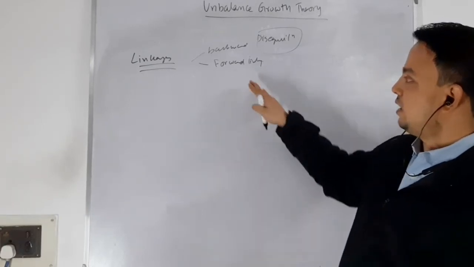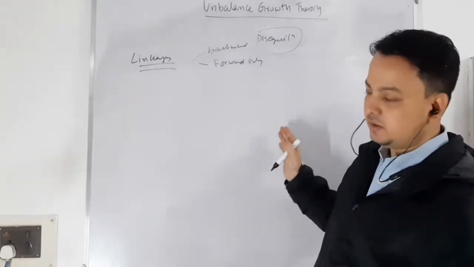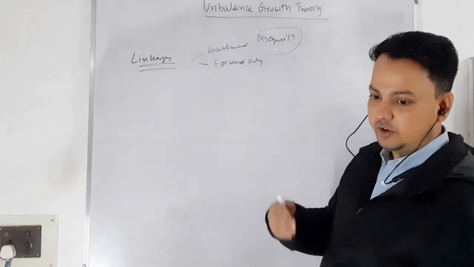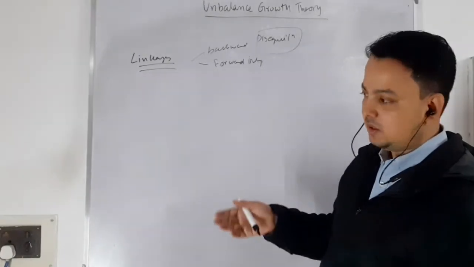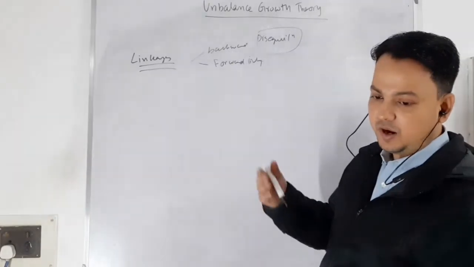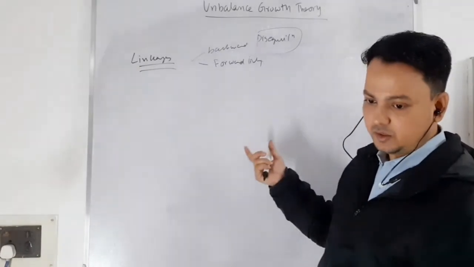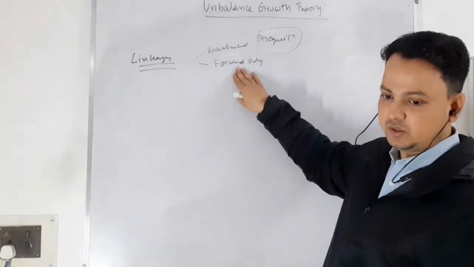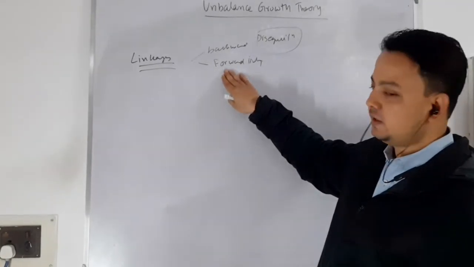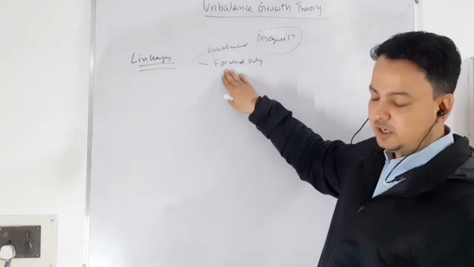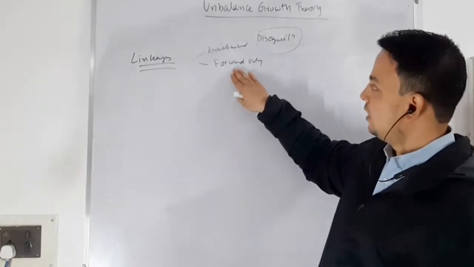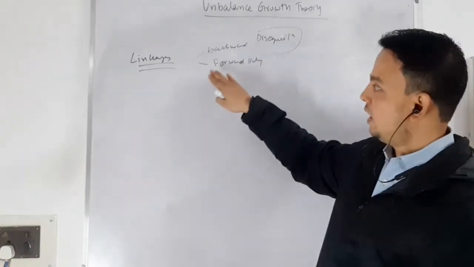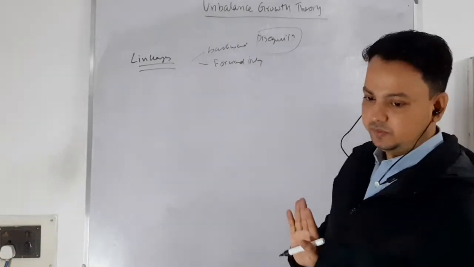Forward linkage is about developing the industry that will be using this industry's output. It's like you're making a car. You are making the final output from steel. So that is what we mean by forward linkage. In the case of forward linkage, there will be establishment of industries at an advanced stage, which will use the product of this industry.